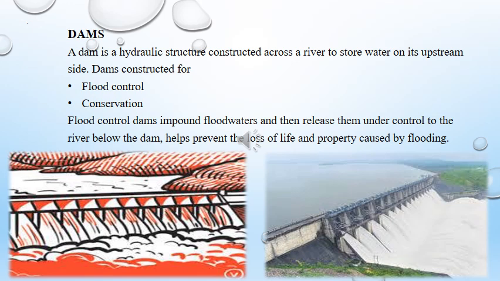Dams are constructed for flood control and conservation. For flood control, the water is stored on the upstream side, and that can be released under control by using spillway gates. Then this water is discharged on the downstream side, where it can be stored just downstream and will act as an elongated reservoir. It will help to prevent the loss of life as well as property due to these floods.